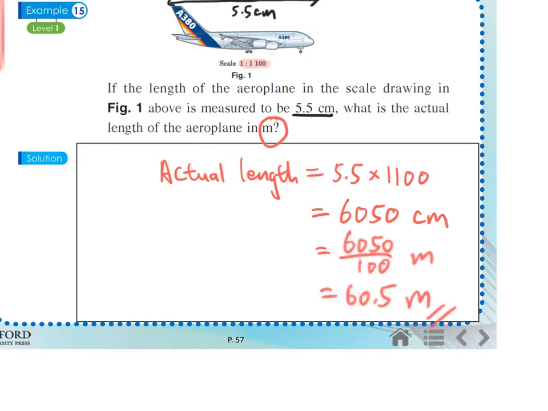So when you write down your steps, make sure you write down the unit and read the questions carefully whether this one is the final unit or not. If not, you have to do some modifications and then change to the units that are required by the questions.